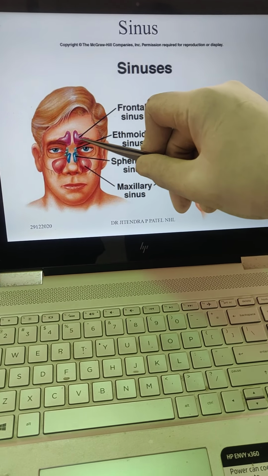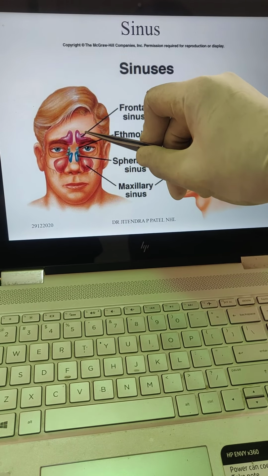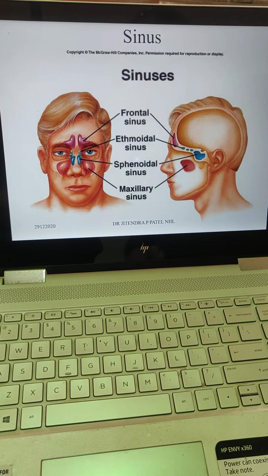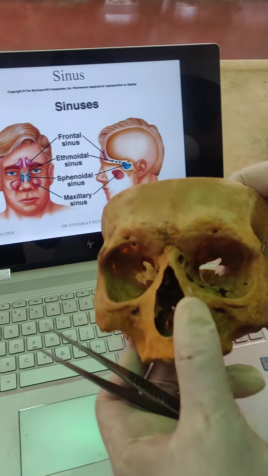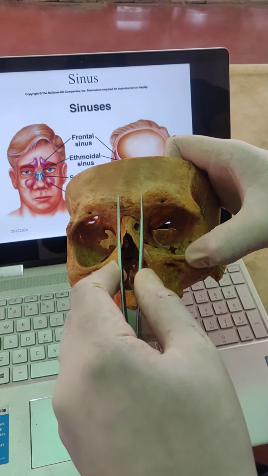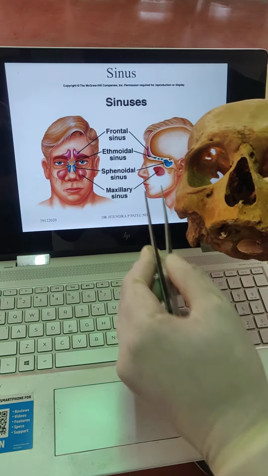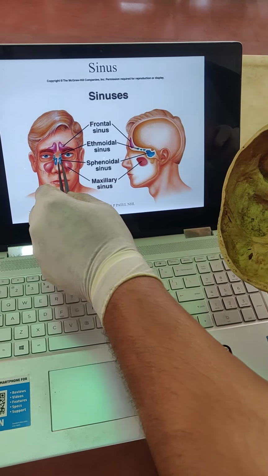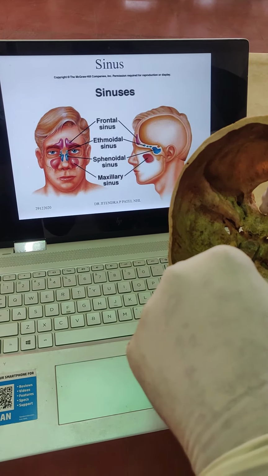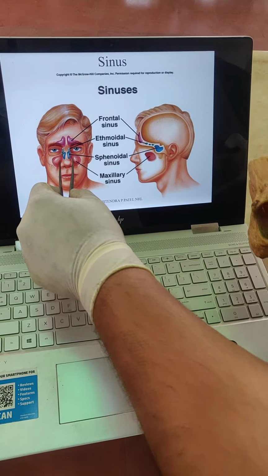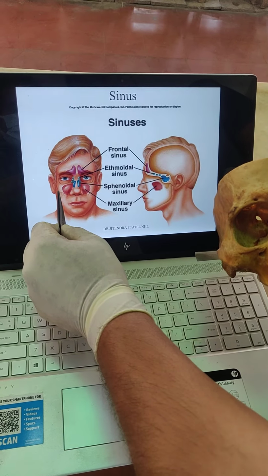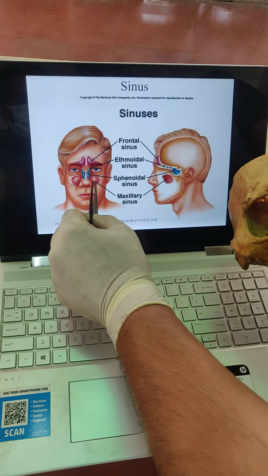Here you can see the space inside the frontal bone, called the frontal air sinus. The space inside the sphenoidal bone, in the midline, is the sphenoidal air sinus. If there is a space inside the maxillary bone on both sides, it is the maxillary air sinus. Here you can see the maxillary air sinus.